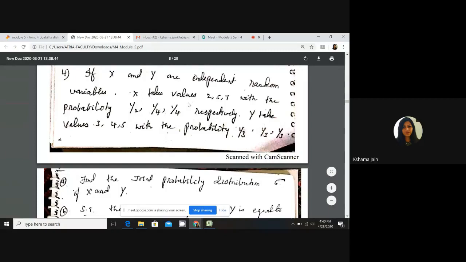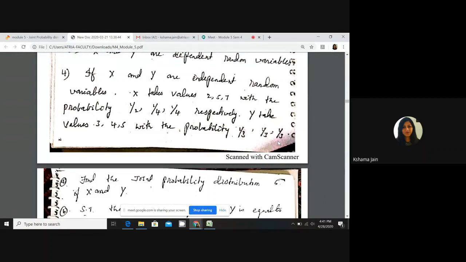X takes values 2, 5, 7, these are x1, x2, x3 with the probabilities 1 by 2, 1 by 4, 1 by 4. So these are the marginal distributions for x. For 2, it is 1 by 2. For 5, 1 by 4. For 7, it is 1 by 4 respectively. Y takes values 3, 4, 5, same y1, y2, y3 with the probabilities 1 by 3, 1 by 3, 1 by 3. So these are the g(y1), g(y2), g(y3). Getting? So this is the data given. Here marginals they have given, and instead of writing in a table, they have given it in theory form. So your work is to write it into the table.